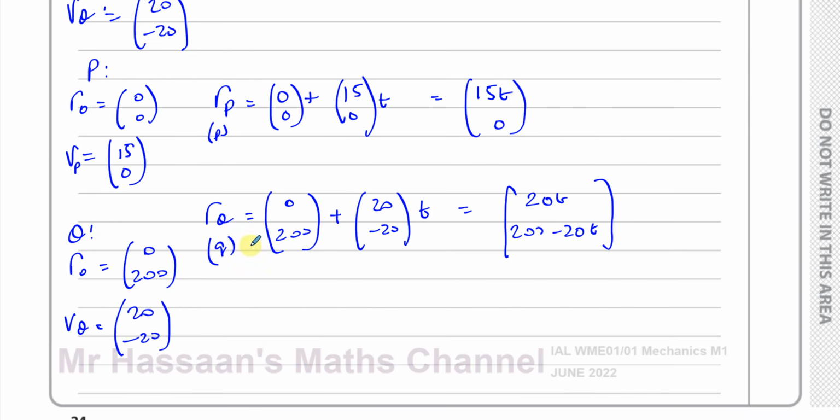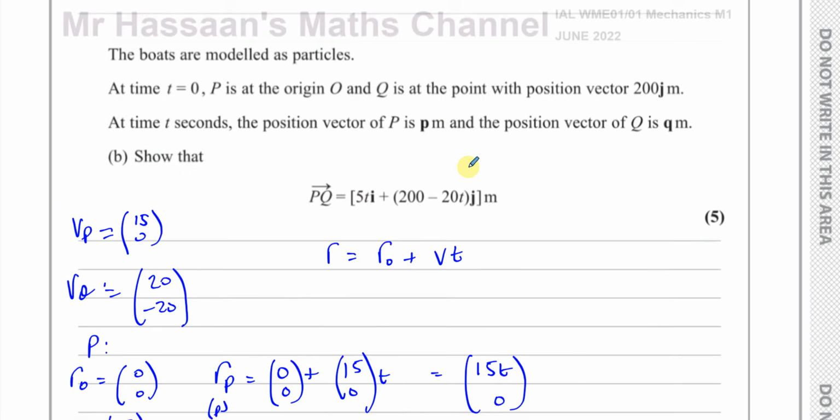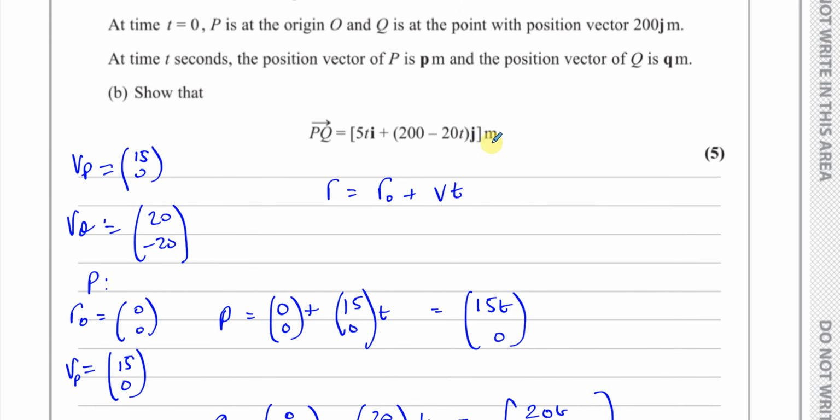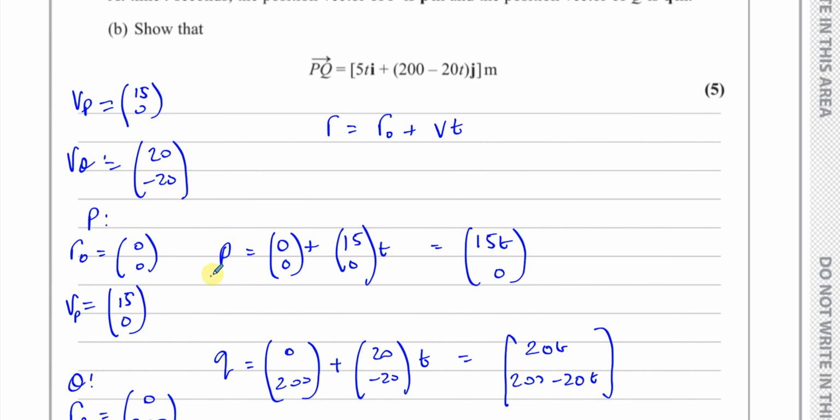Okay, because they've told us the position vector of P is given by this vector, I don't have to write RP. I can write this as P and Q, because that's what they're defined as, the position vector of P and Q at any time t. So this is the vector P and the vector Q as defined in the question.